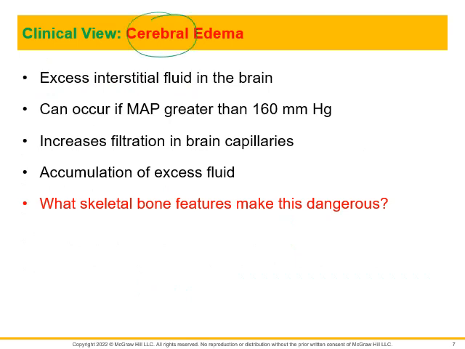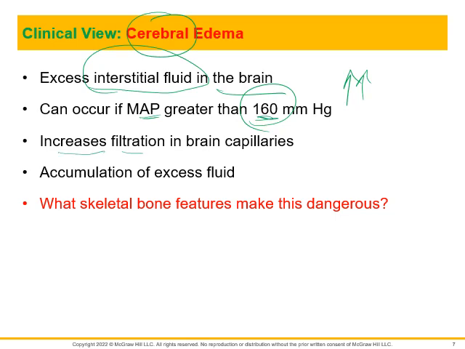So then in clinical view, we look at cerebral edema, and we just want to talk about why excess interstitial fluid in the brain is bad. What happens if your mean arterial pressure is above 120? What happens if it's 160? So this would be really high blood pressure, right? Or systole, because I'm just giving you the top number.